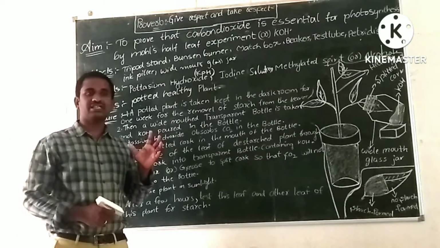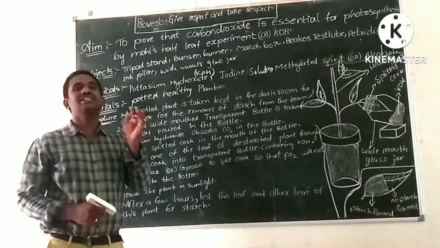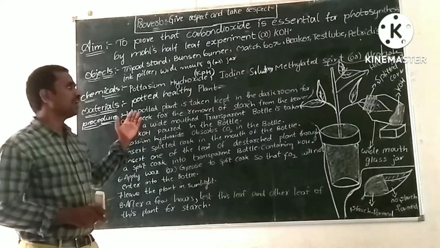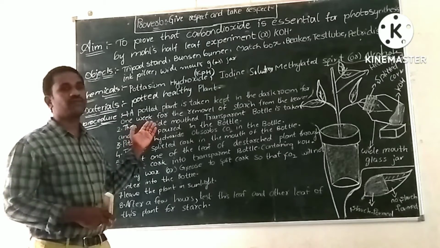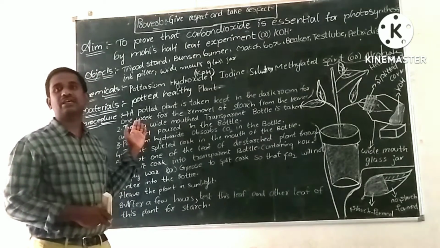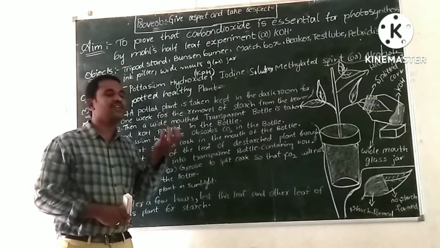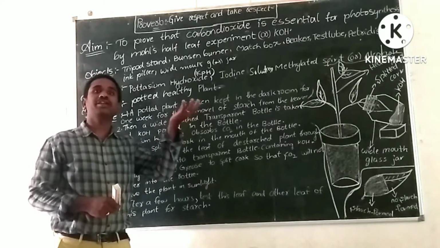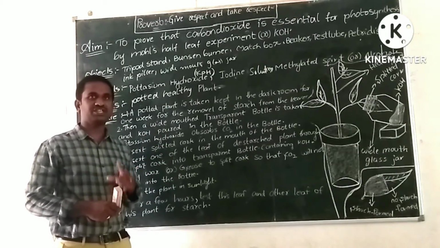First of all, we are going to do the destarchification process. A potted plant is taken and kept in a dark place for one week. Why? Because all the stored food material of the leaf will be consumed by the plant body. That's why we keep it in dark conditions. This process is known as the destarchification process. Do you understand? Yes, sir.